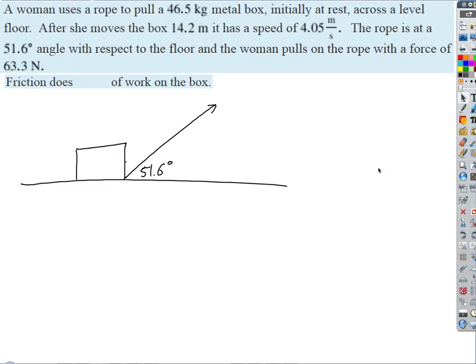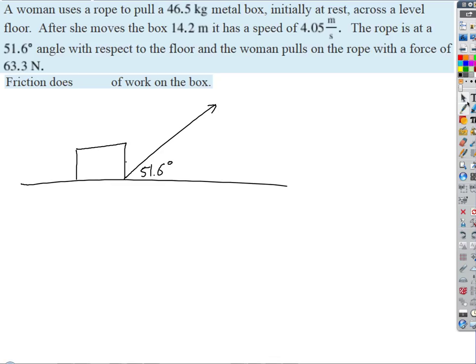Okay, let's set this up. What are the two forces doing work on the box here? Gravity and. No, gravity's doing no work on the box. Why not? Because gravity's pushing straight down and the box is moving sideways. She's sliding it across the floor, right? So gravity does no work, the normal force does no work, friction, and then what else? Air resistance.